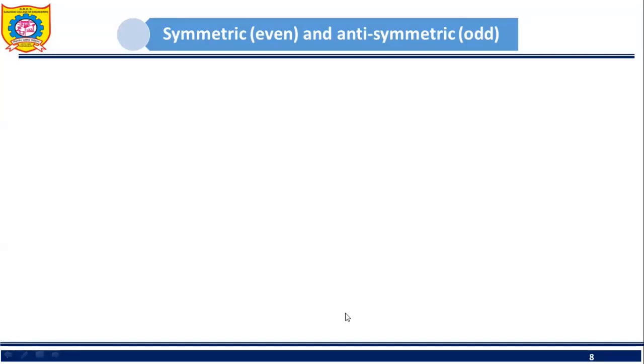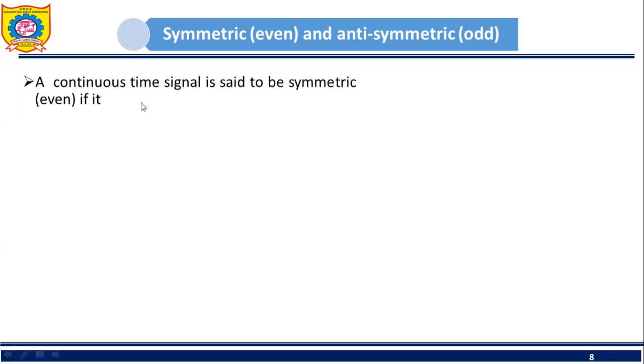Now let's try to understand symmetric signal and antisymmetric signal. Symmetric signals are also called even signals. Antisymmetric signals are also called odd signals. So let's start with symmetric signal. A continuous time signal is said to be symmetric if it satisfies the condition x of minus t is equal to x of t for all t.